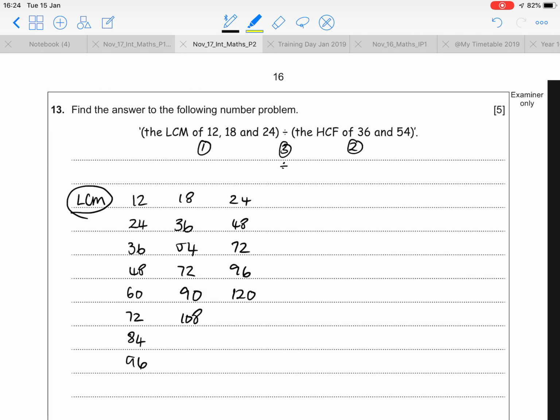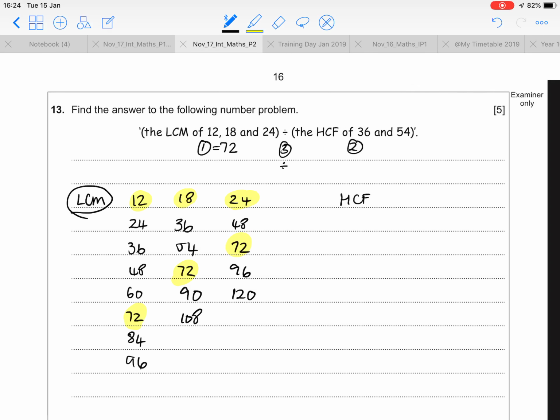The lowest common multiple of 12, 18 and 24 is the first time in this table now that they match. And I can see that they both have 72. So this first part, the LCM of 12, 18 and 24 is actually 72. It's the first time they match. And then I need the highest common factor of 36 and 54.